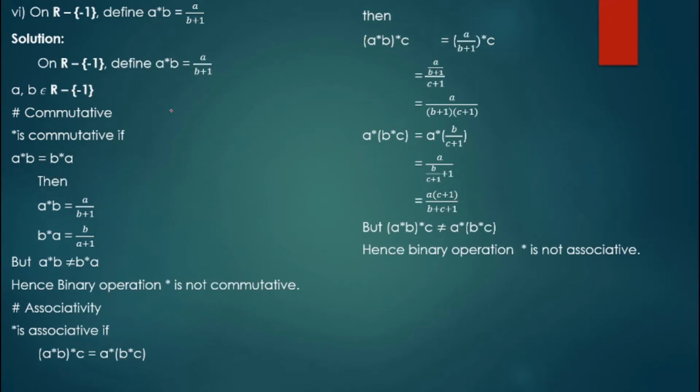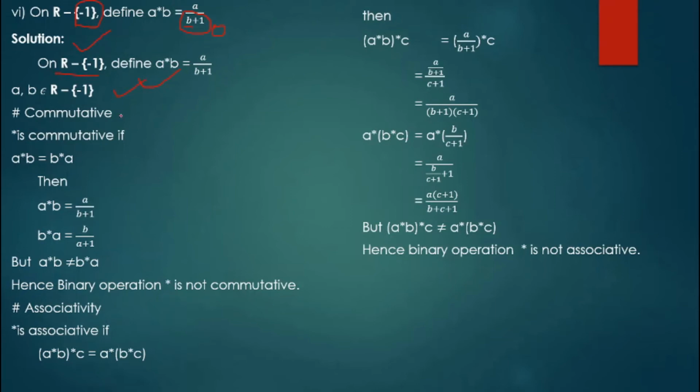Move on to the last sub question of question 2. Sixth question, on R minus {-1}, that is your set of real numbers excluding -1. Define A star B equal to A by B plus 1. Why? If in our denominator the value of B is -1, what will happen? It will become 0. If it becomes 0, it is not defined. So it is excluding -1. Okay, solution. On R minus {-1}, we are writing the given.